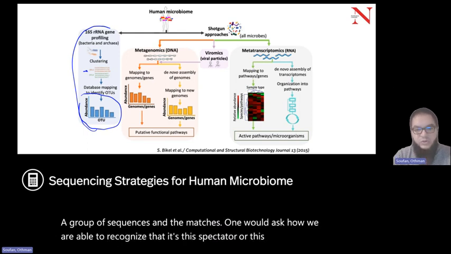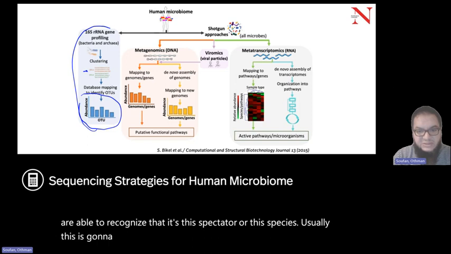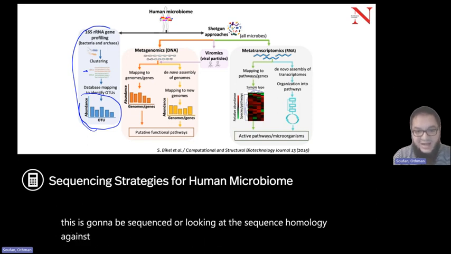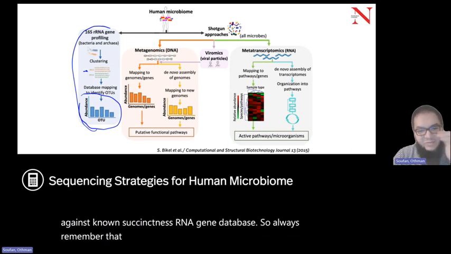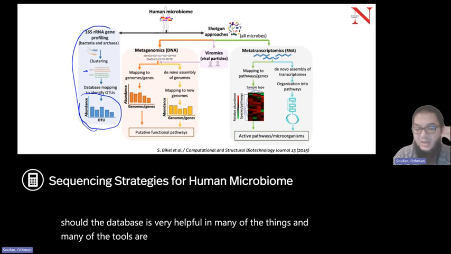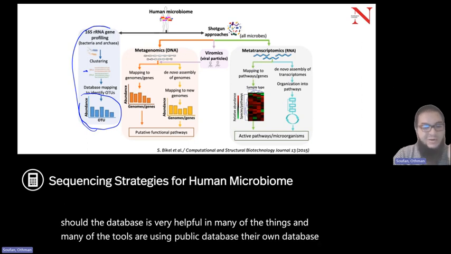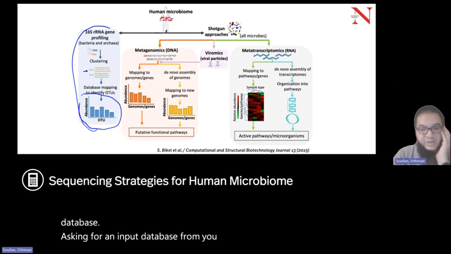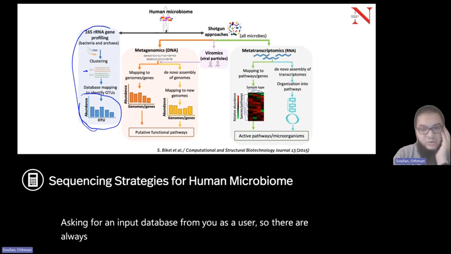this species. Usually this is done by looking at the sequence homology against a known 16S RNA gene database. So always remember this: having a documented source of information, which is the database, is very helpful in many things, and many of the tools are using a public database, their own database, or asking for an input database from you as a user. So there are always these different ways to look into the analysis.